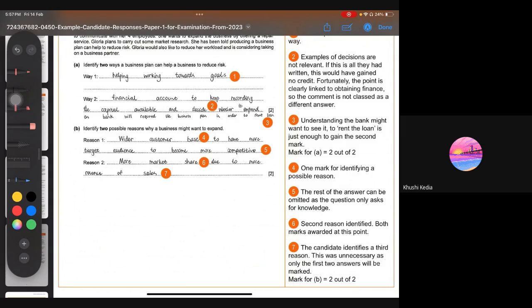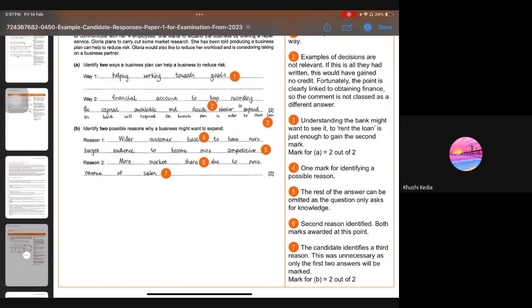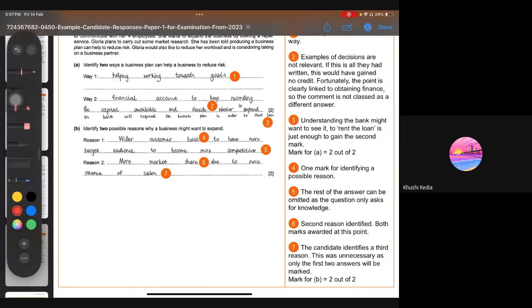So you see here what he has done. First look at this because this is also a very relatable thing. Identify two possible reasons why a business might want to expand. Here he said more market share due to more revenue of sales. The second reason identified, both marks awarded at this point. The candidate identifies a third reason. This was unnecessary as only the first two answers will be marked.